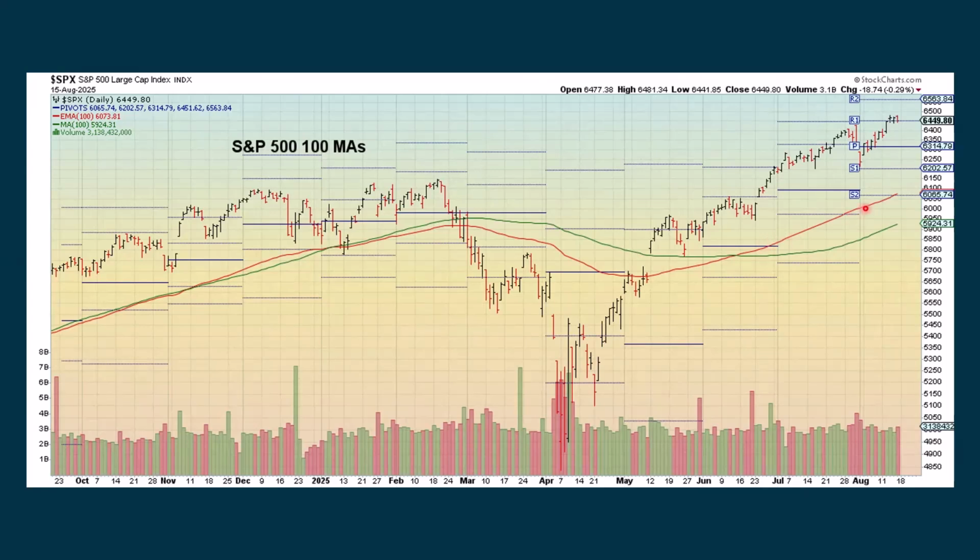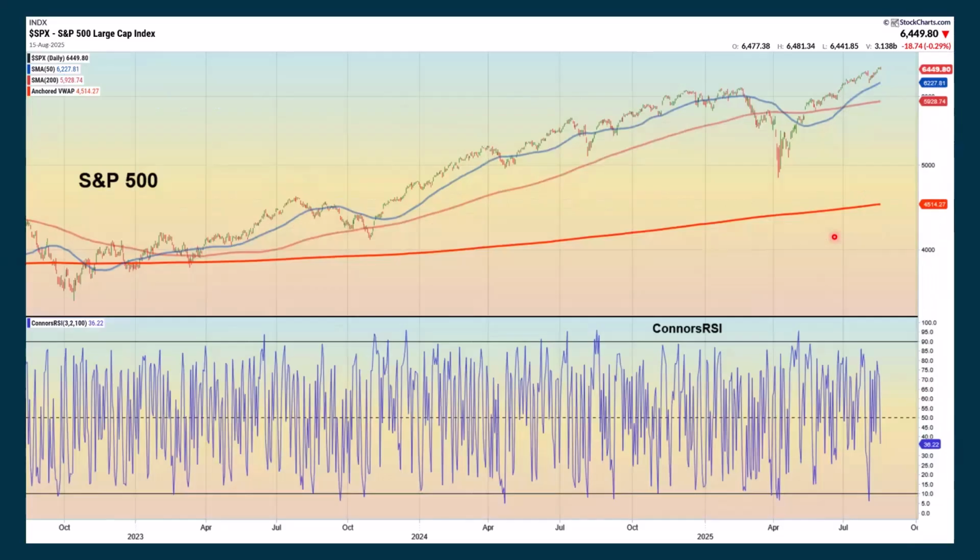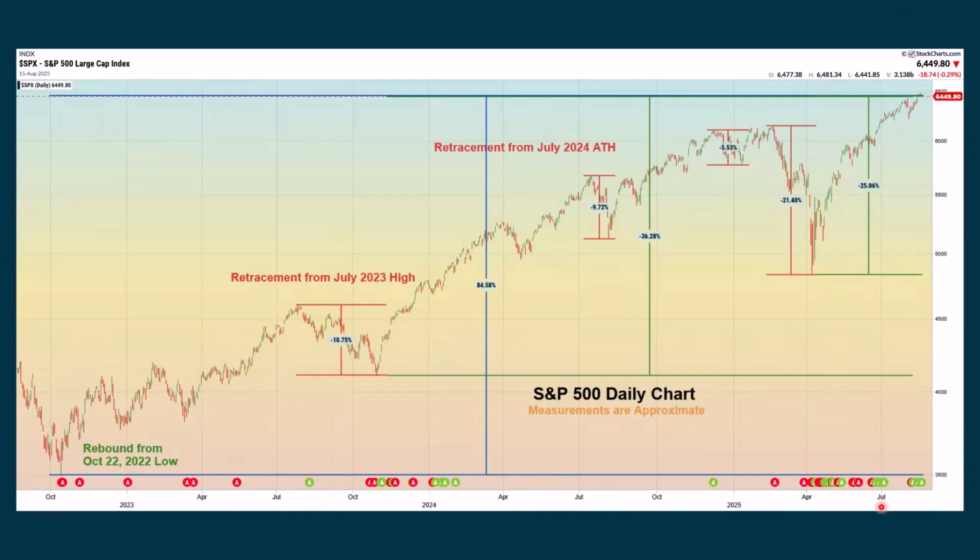But we're above the 100-day moving average and the lines are going up. That's positive. And then another momentum oscillator. I only show this if we get extreme positive or negative. This is called the Connors RSI. It's not giving us an extreme reading right now. These are just percentages.